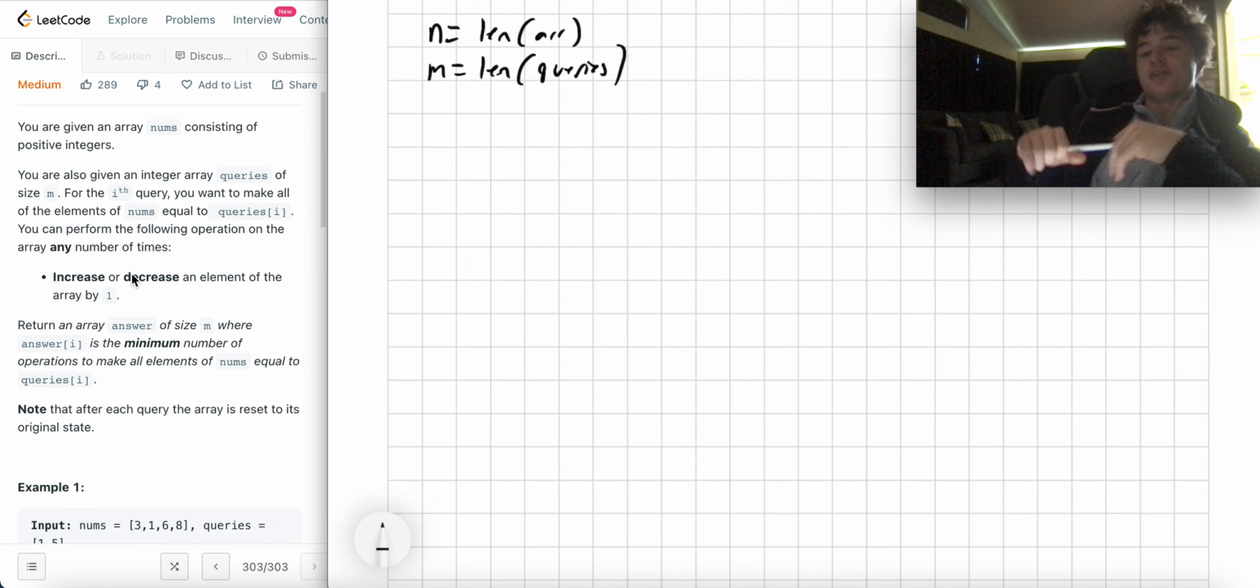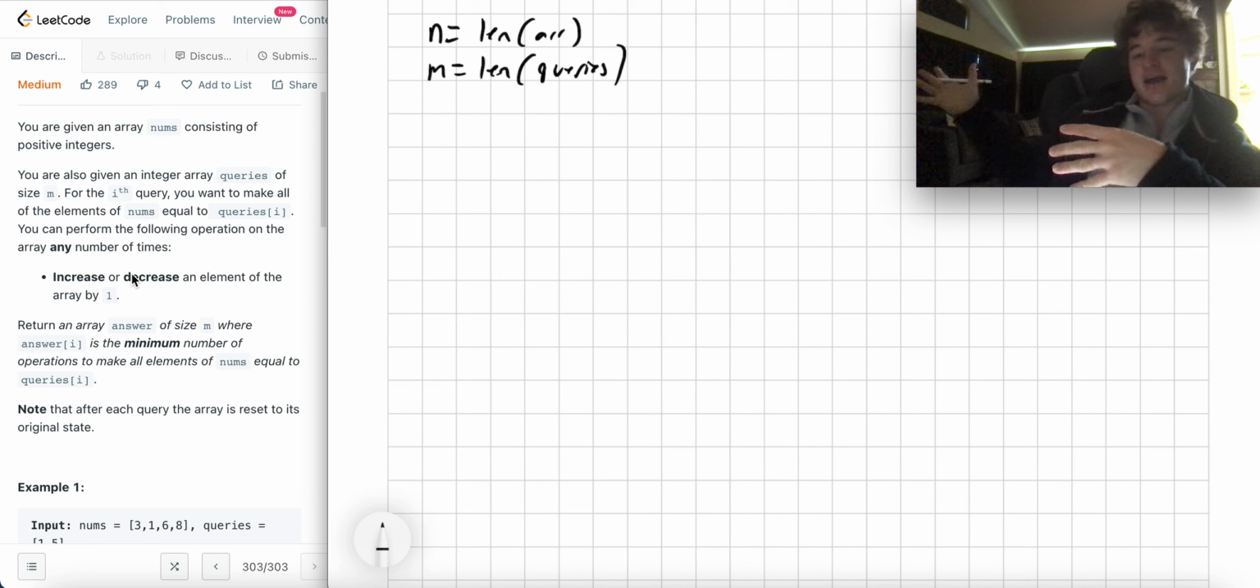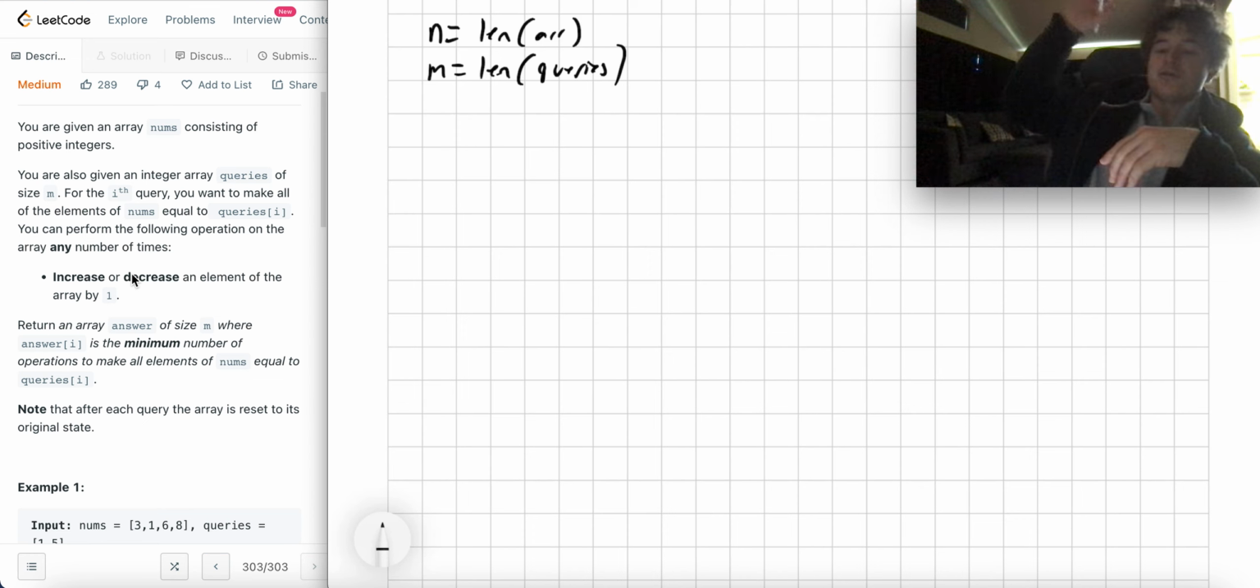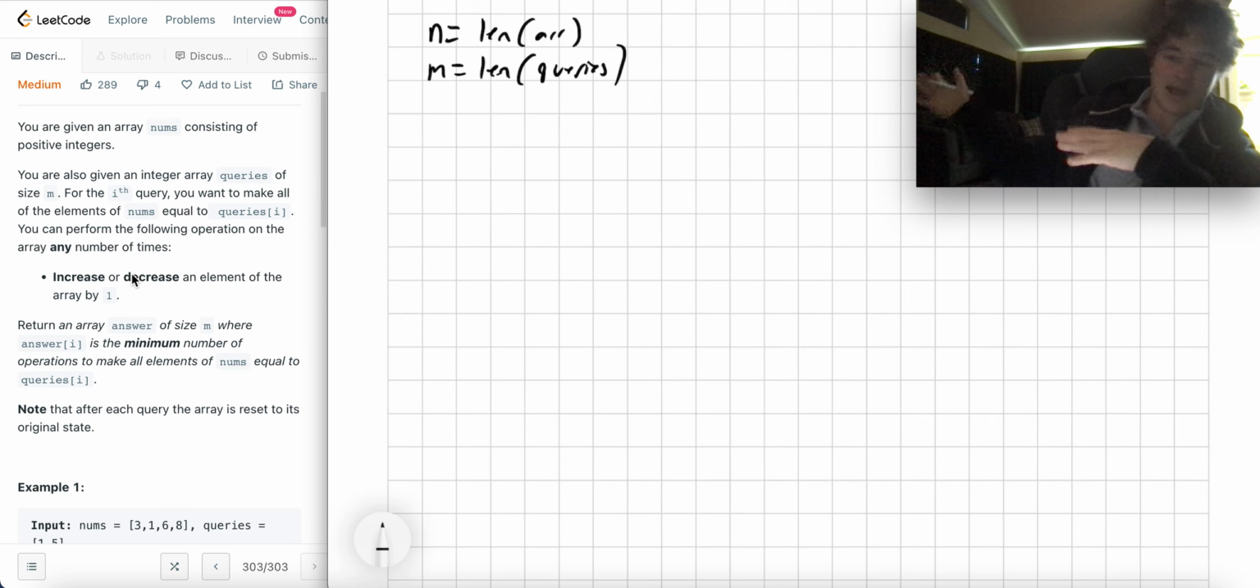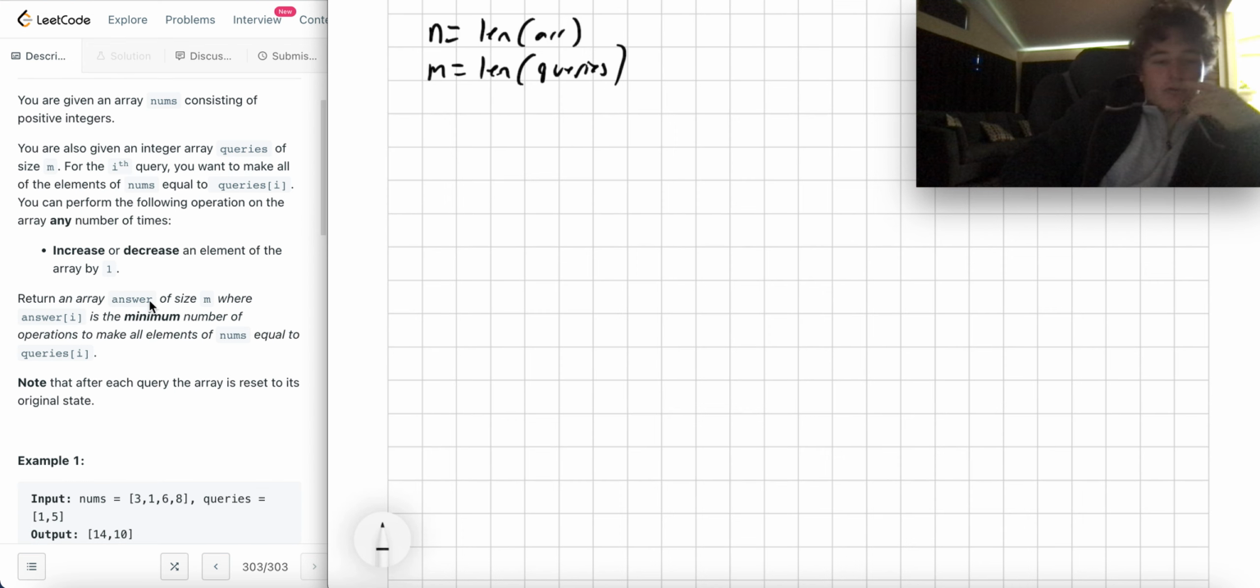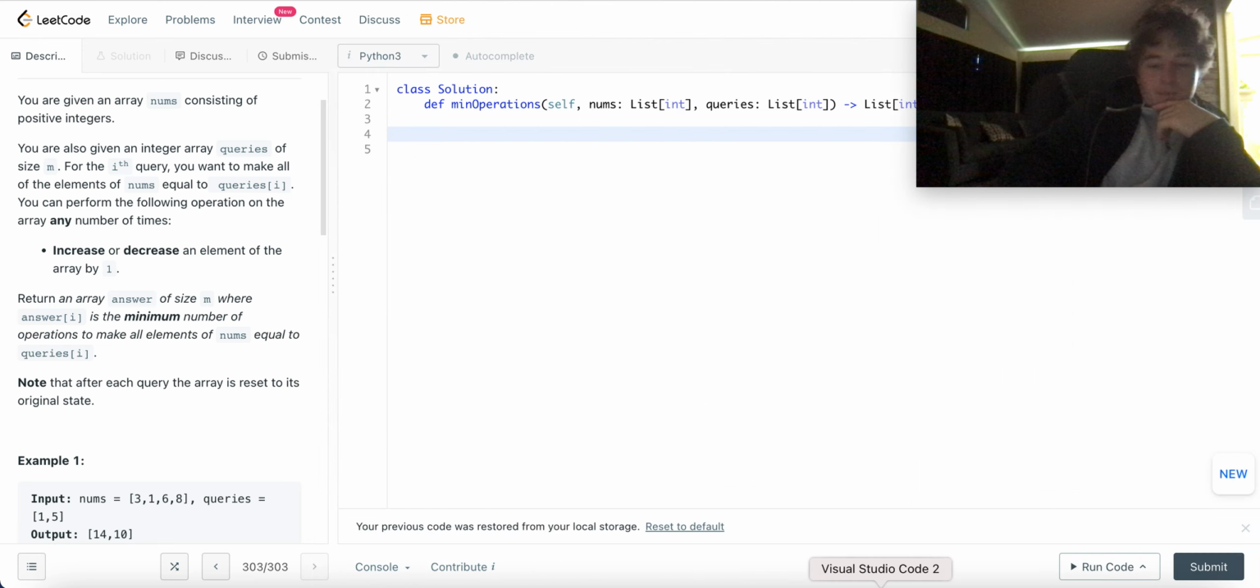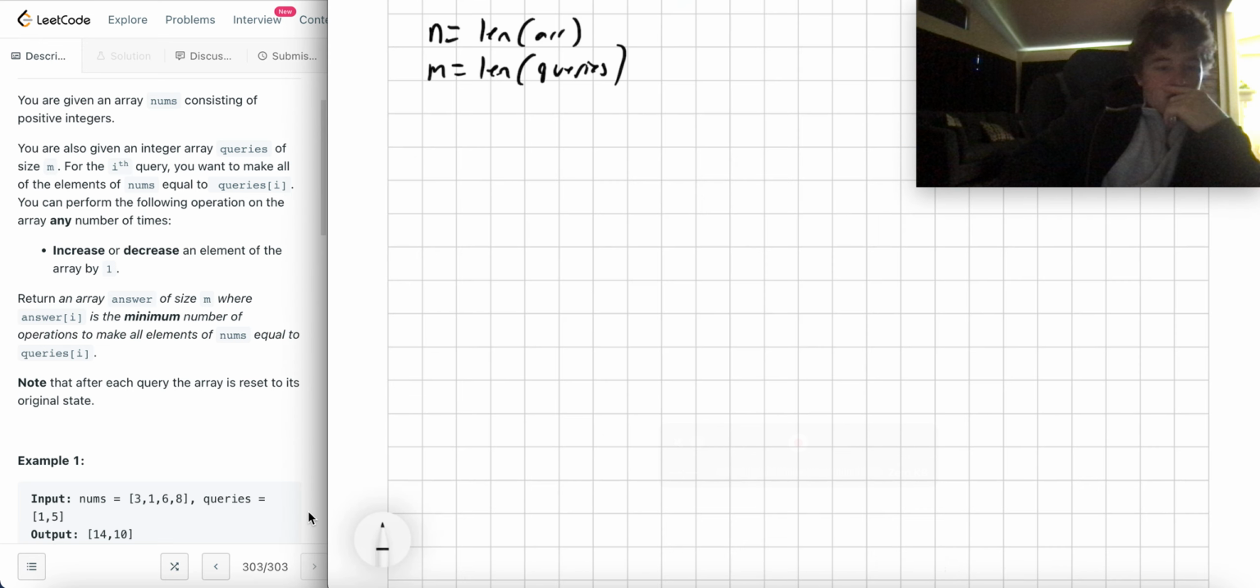If I wanted to turn 1 to 5, I'd have to increase 4 times, right? I'd take 1, increase once to make it 2, increase twice to make it 3, increase thrice to make it 4, increase 4 times to make it 5. And if I want to turn 5 to 1, I'd have to decrease 5 four times to make it 1. Return an array answer of size m, where answer[i] is the minimum number of operations to make all elements of nums equal to queries[i].